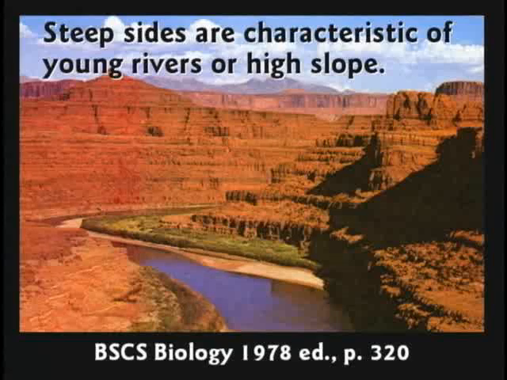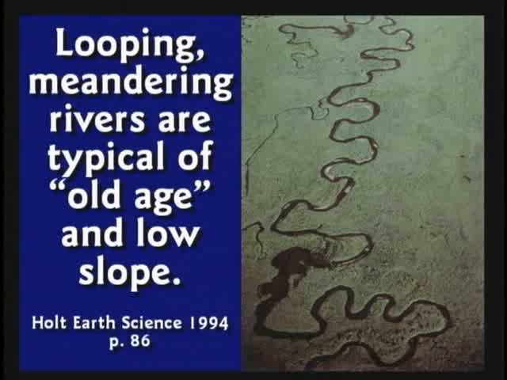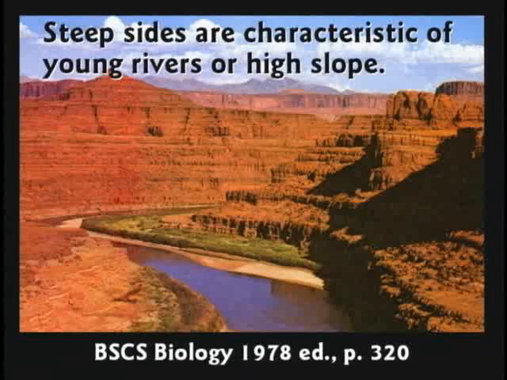Steep sides, though, indicate the river's probably very young or on high sloping ground, rapid sloping ground, so you get steep sides to the river. So those would be good quiz questions. Characteristics of a low gradient stream, meaning not very steep ground, is that it's looping back and forth. Characteristic of a high gradient stream is steep sides on the river. Grand Canyon has both loops and steep sides.